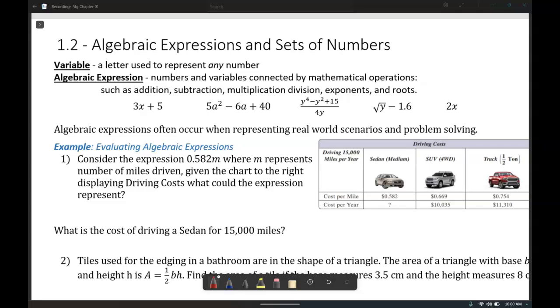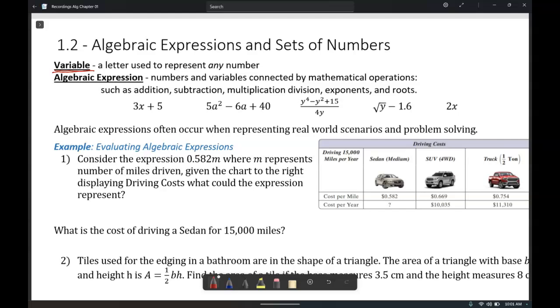What is a variable? Well, a variable is a letter or any kind of symbol that we use to represent any number. It doesn't have to be one specific number. It could be any and all numbers of a certain type within a certain set, or any of the numbers that we have in mathematics.